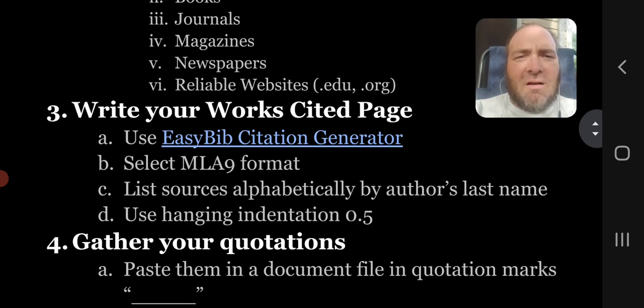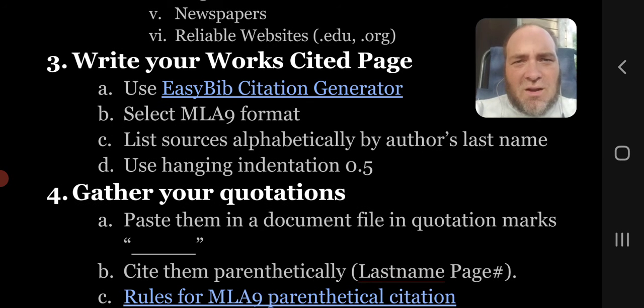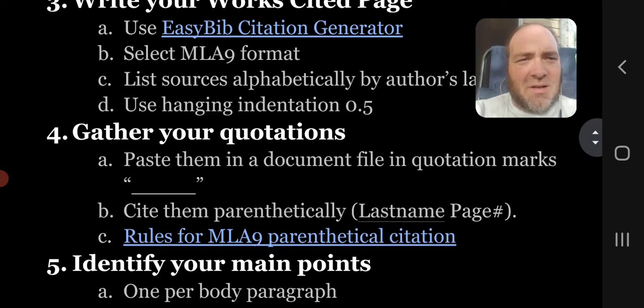So, all right. Then you've written your Works Cited page. You were supposed to do that on Tuesday. You use that EasyBib citation generator and put it together. Should be pretty straightforward. Again, I've seen some of them.